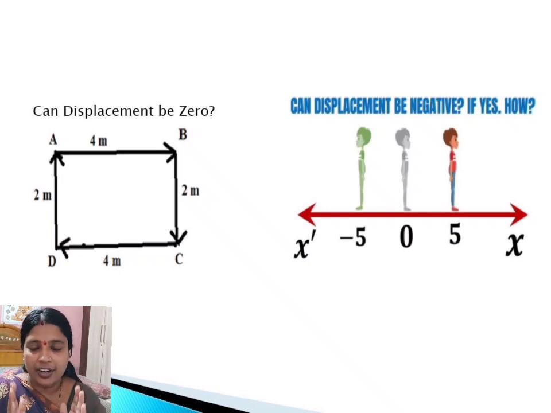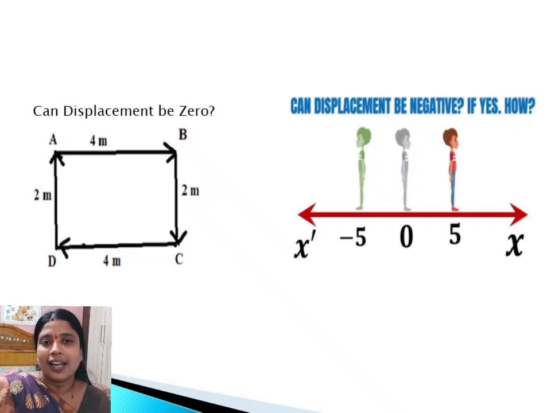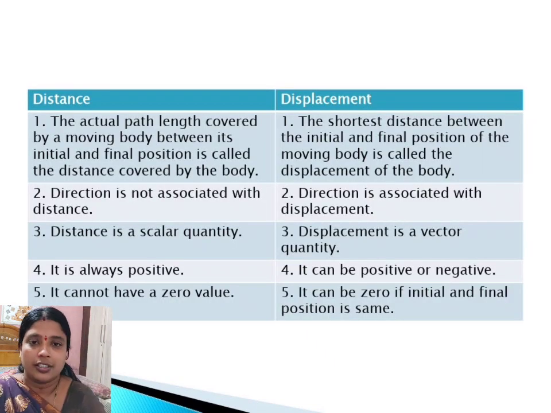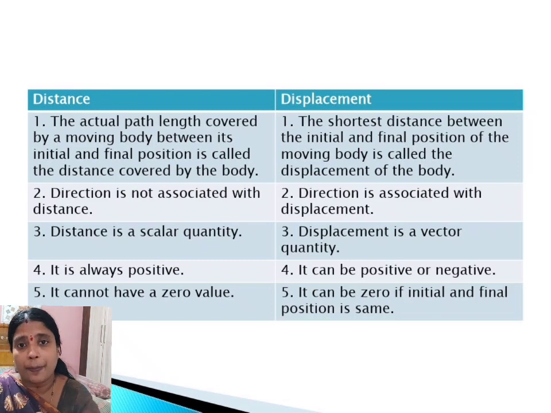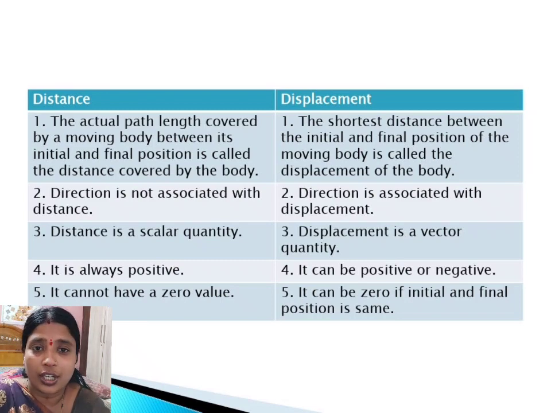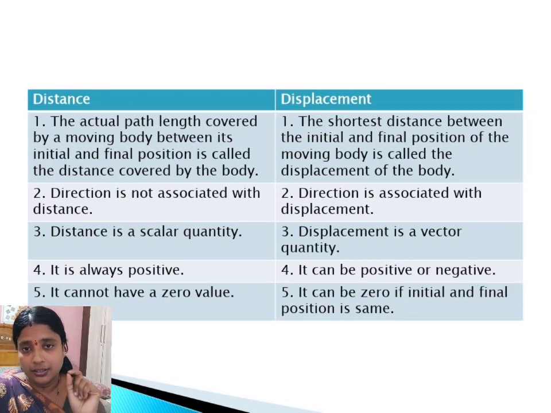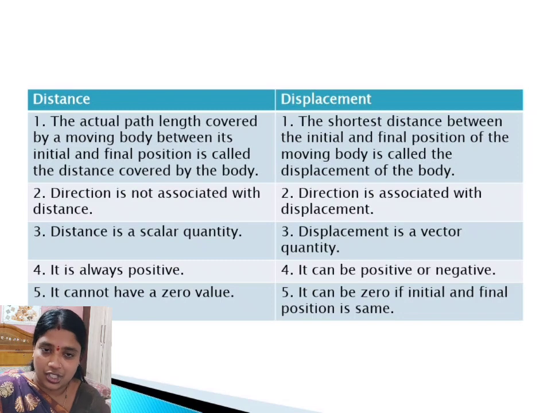Now we have understood what is distance and what is displacement, let us try to find out the difference between distance and displacement. First you will write down the definition. The distance is the actual path length covered by any moving body, the total length of the path. If any object is in motion, how much total length of the path that object has covered is known as distance. And displacement is the shortest distance between initial and final position. Okay, that will be displacement.